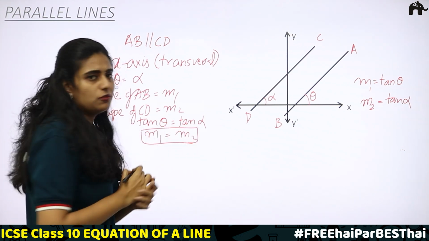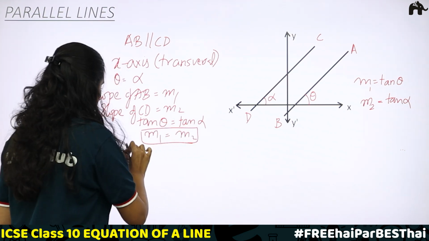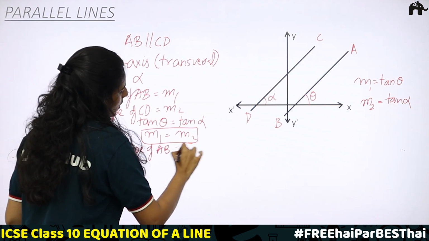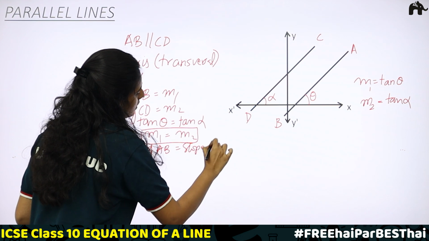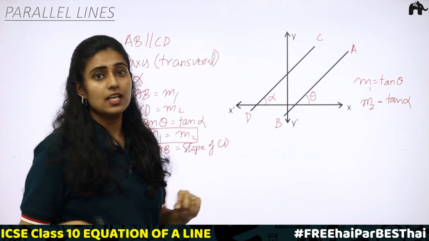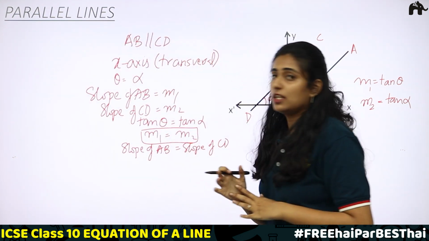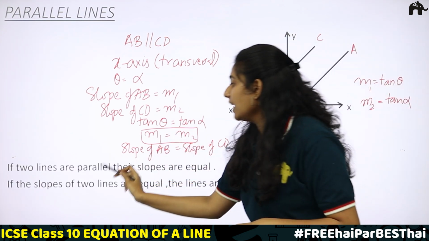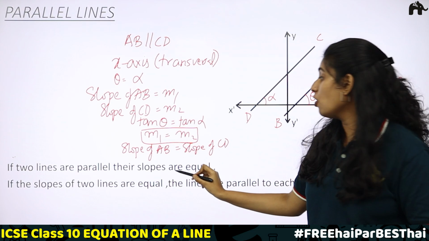What can we conclude from this? Slope of AB is equal to slope of CD. Yes, the slope of parallel lines will always be equal. This is the conclusion: if two lines are parallel, their slopes are equal.